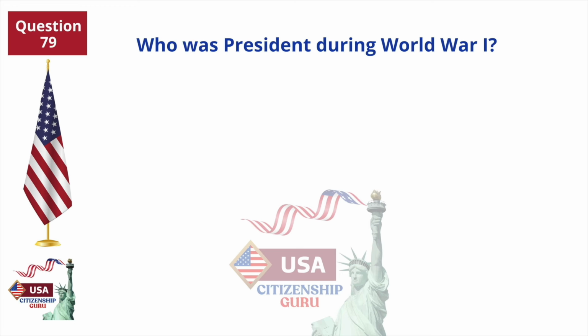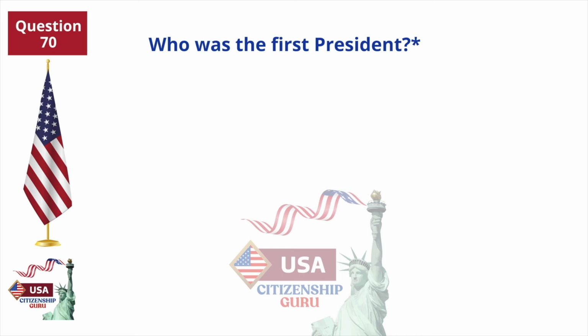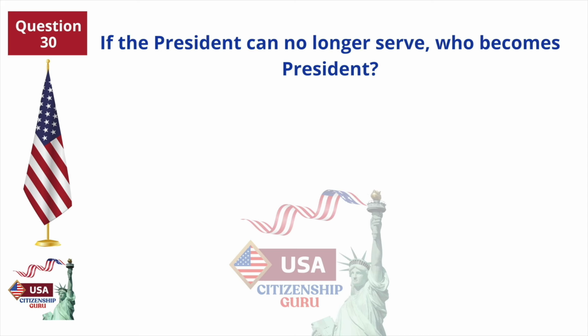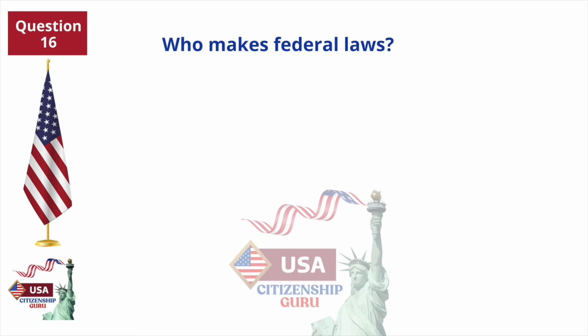Who was president during World War I? Woodrow Wilson. Who was the first president? George Washington. If the president can no longer serve, who becomes president? The vice president. Who makes federal laws? Congress.